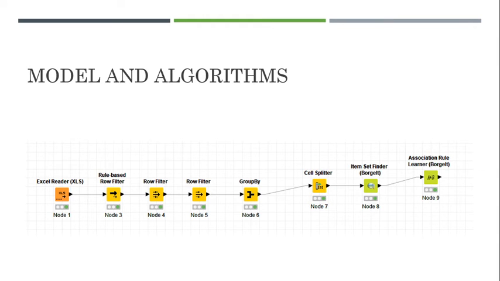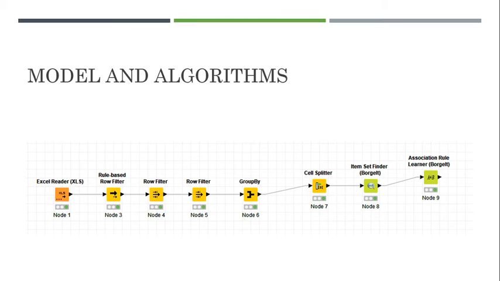In here, the model that we have created in order to conduct the market basket analysis is given. We will explain each of these nodes in the upcoming slides one by one. Shortly, the Excel Reader node is used to upload the data. We have used a rule-based row filter in order to clean the data from the incorrect values that were mentioned previously. Row filters have been used to clean the data from missing values.